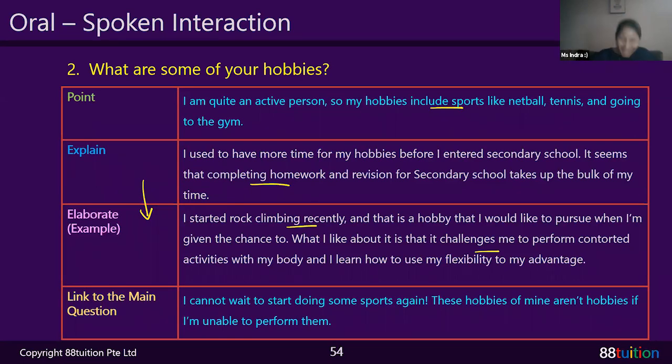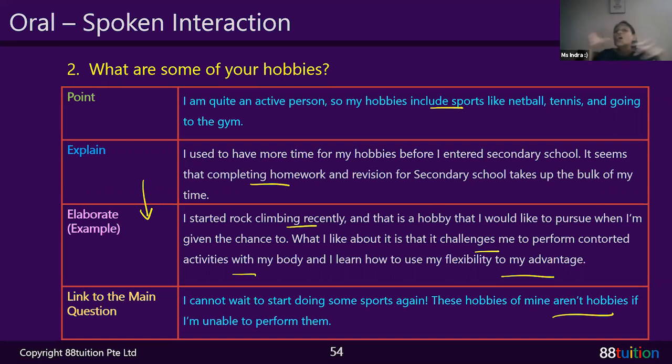Okay, and sorry, I perform contorted activities with my body, and I learn how to use my flexibility to my advantage, right? So if I'm flexible, it's easier for you. You can just leap off and jump, so it's a lot easier actually. So that's something I actually enjoy, and I miss it terribly because I can't do anything now, right? I just stay at home and climb my wall at home. Okay, I cannot wait to start doing some sports again. These hobbies of mine aren't hobbies if I'm unable to perform them, simply put.